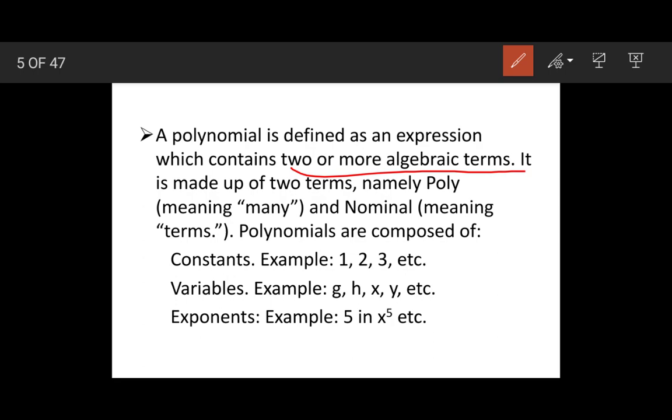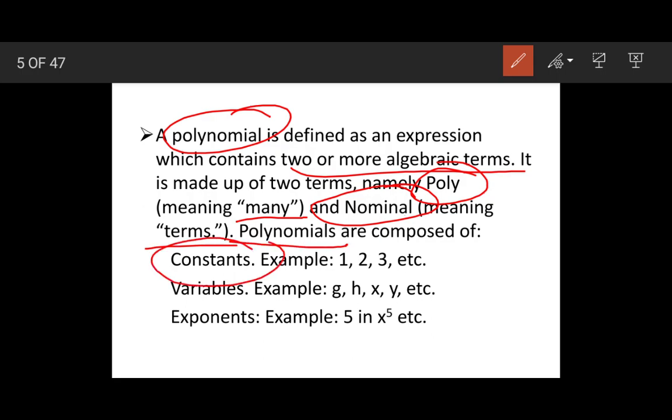Now the word is made up of two parts. One is poly and the other is nomial. Poly means many and nomial means terms. So by combining many terms we are getting polynomials. Okay, the word is clear. Polynomial means many terms. So this polynomial is made up of constants, variables and exponents.